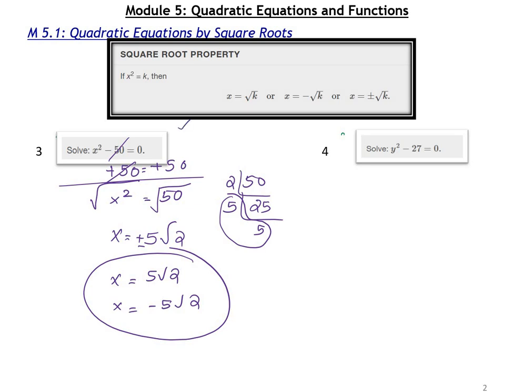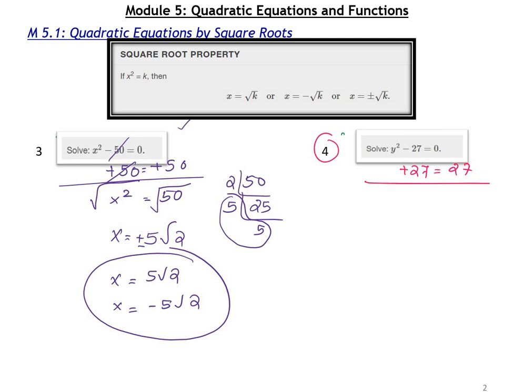Got it? Okay. Now let us have another one, a similar one. That is the fourth one: y square minus 27 equal to 0. So we can add 27 on both sides.